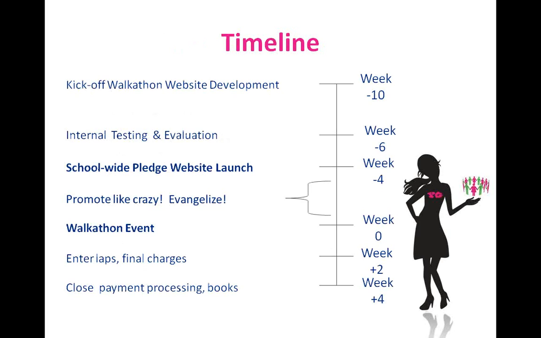So I want to jump into a timeline here. Everything's going to be a little bit different. In a perfect world, we would really have 10 weeks to get ready for a walkathon. If you're a school that does their walkathon in the fall, you probably know that not a lot gets done in the summer, and that would really cut into your planning timeline. Maybe you really are quite organized and you can spend this kind of time. But this is a perfect world.